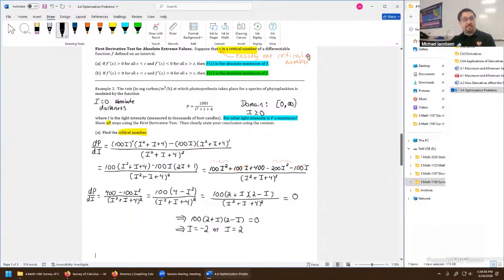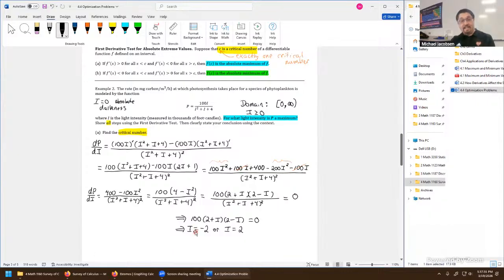So the issue with this one is, again, we didn't do anything wrong with the calculus or algebra side. We got down to, algebraically and calculus-wise, legitimate solutions, two different critical numbers. However, it's the context that changes things. The context is majorly important: I was light intensity, 0 being absolute darkness, and in this context, the domain is 0 to infinity for I, it cannot be negative.